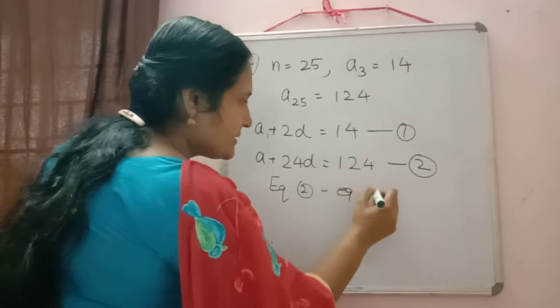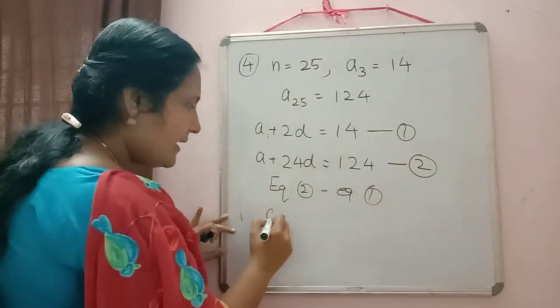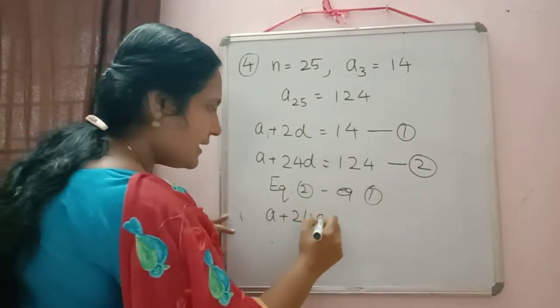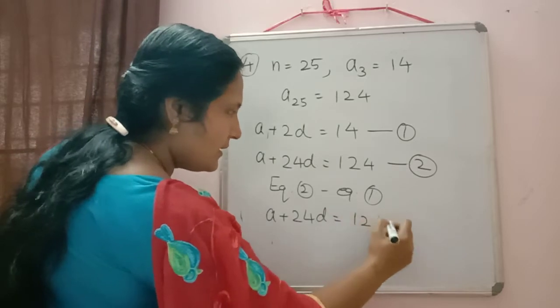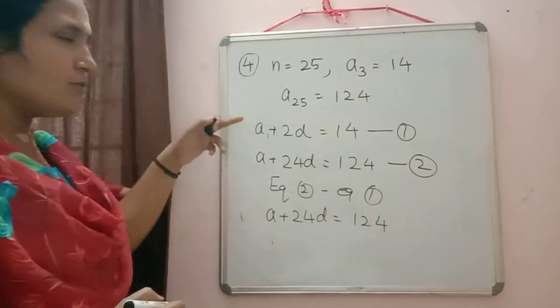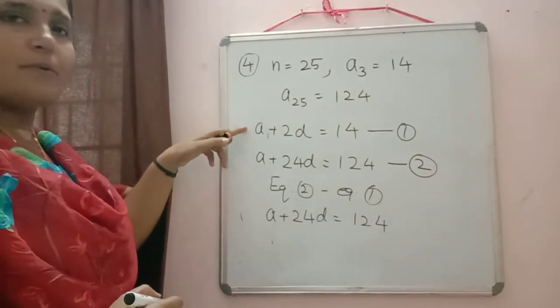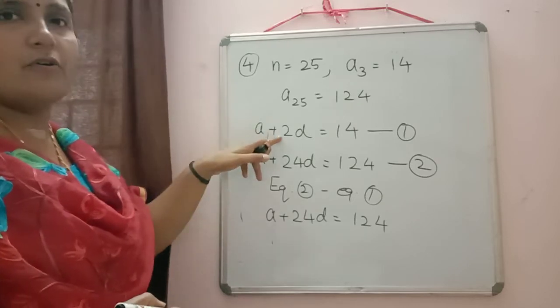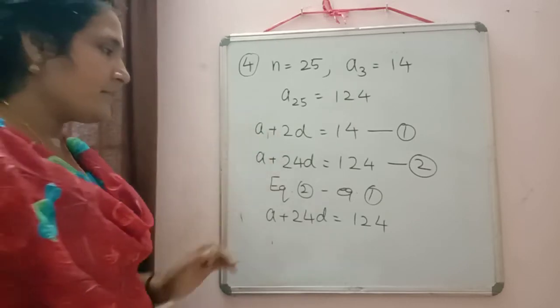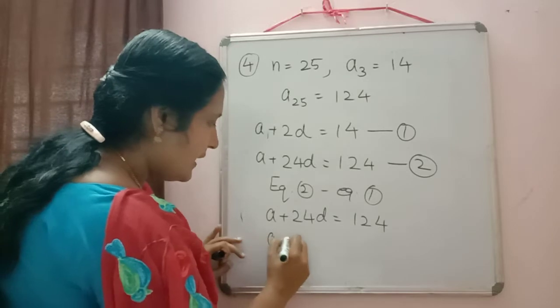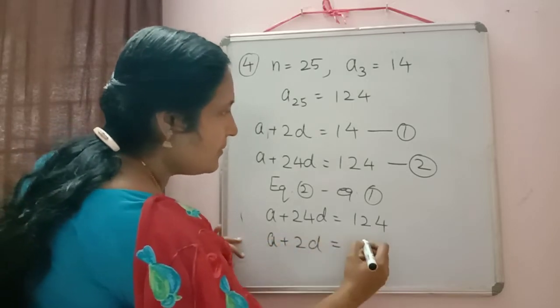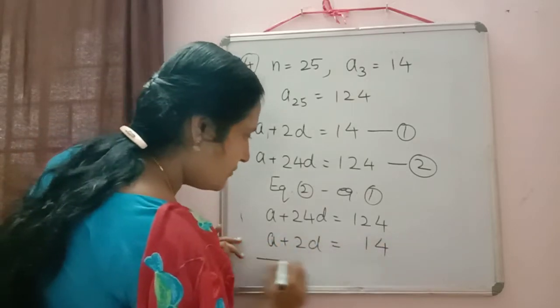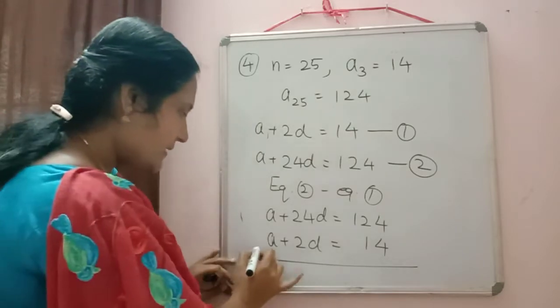Equation 2 minus equation 1. I am writing the number 124 here so that chances of mistakes will be less. Otherwise, if you do it simply, you'll put a minus sign here but forget to put the minus sign there. That's why I am writing the numbers: A plus 2D is equal to 14. Now do the subtraction, so the sign will change.